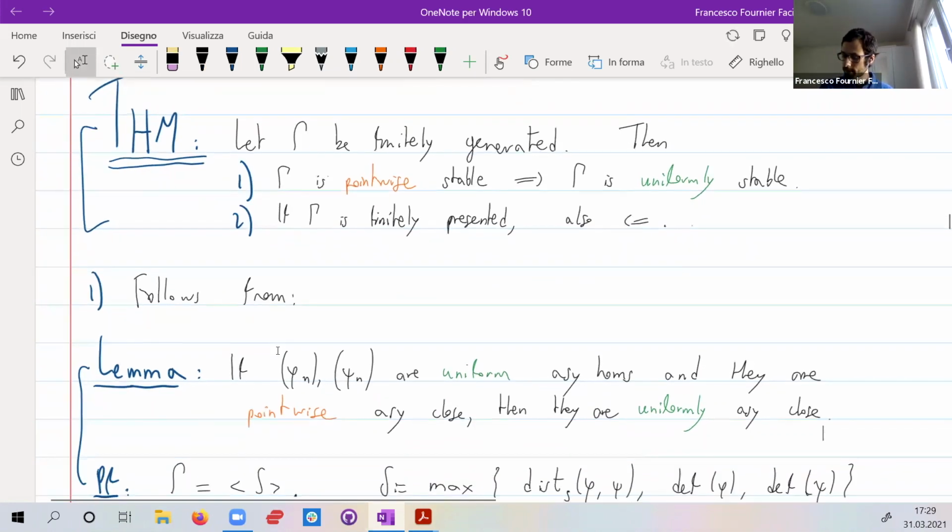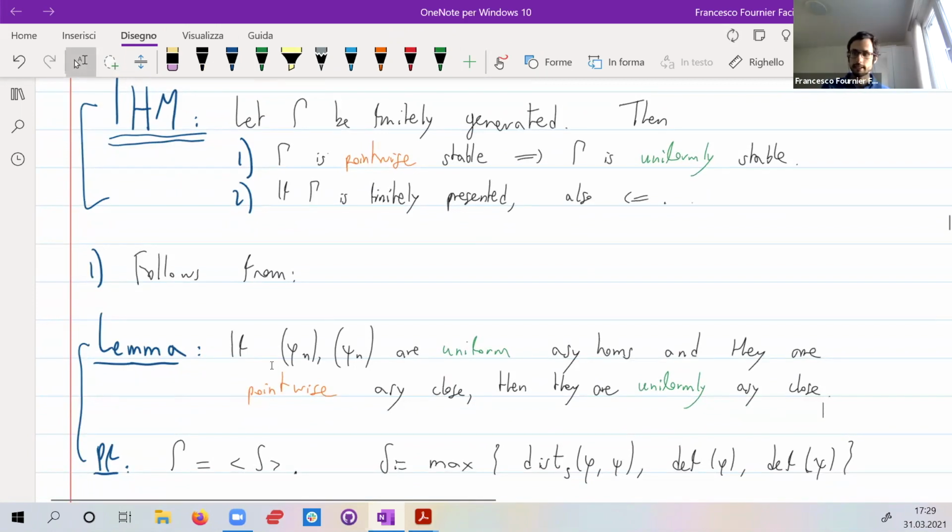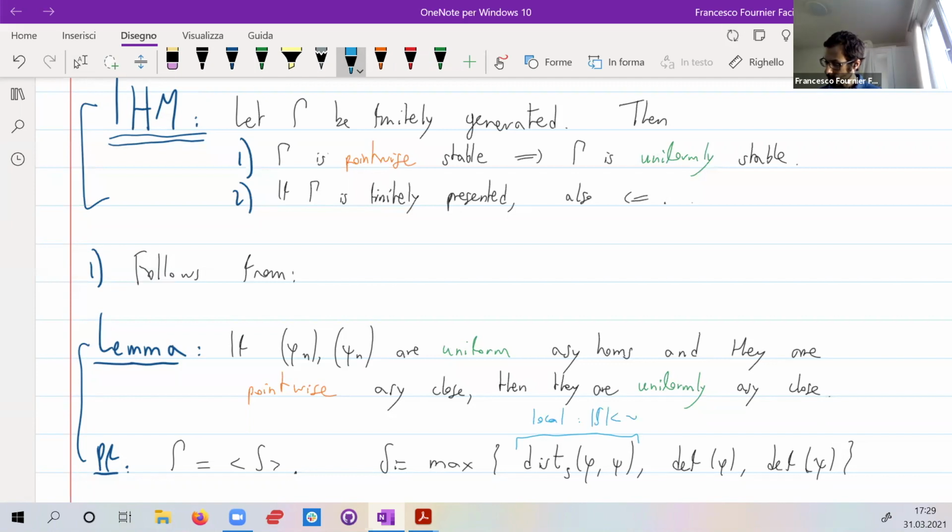So say that Gamma is generated by a finite set S, okay? And I take this delta to be this maximum here. So I have the defect of phi, the defect of psi, and then I have the distance at the generators. So this is a local quantity, right? S is smaller than infinity. And I want to deduce that the distance at any g is uniformly bounded. Okay, I'm gonna prove that it's uniformly bounded in terms of delta.